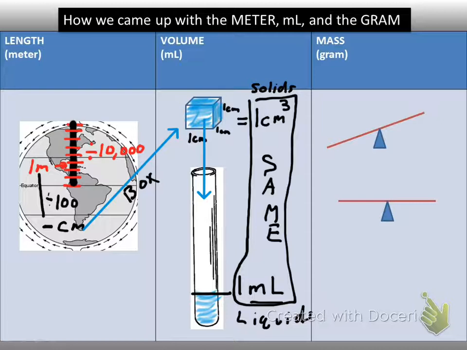Now, if I had 1,000 of those little milliliters, I would end up with a whole liter. So we also have liters, and we could even have kiloliters, and you just add a prefix to it, and that tells you how many of it you have. All right, so now we can measure length, now we can measure volume, but we still don't have a unit to measure mass.